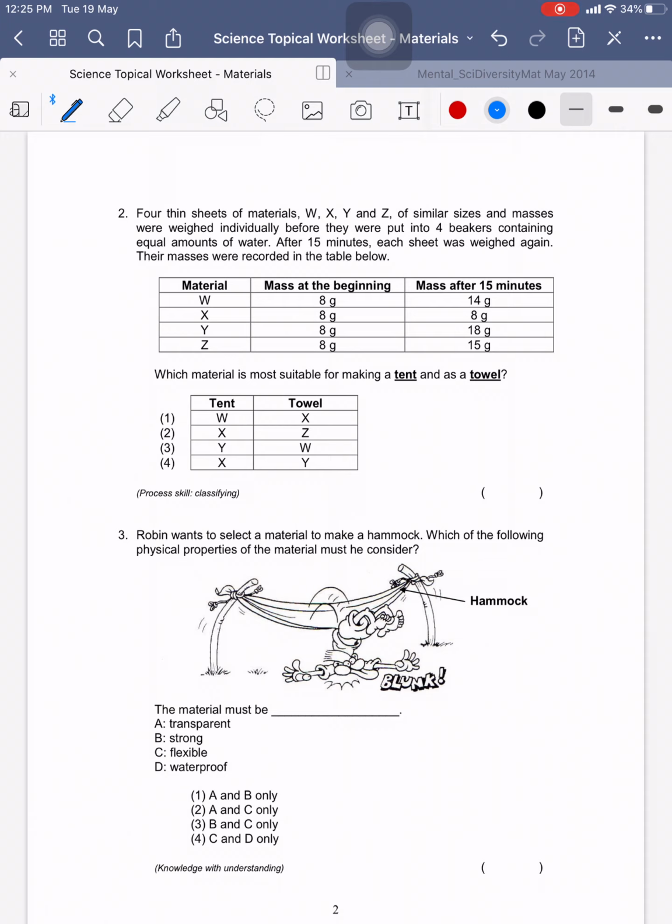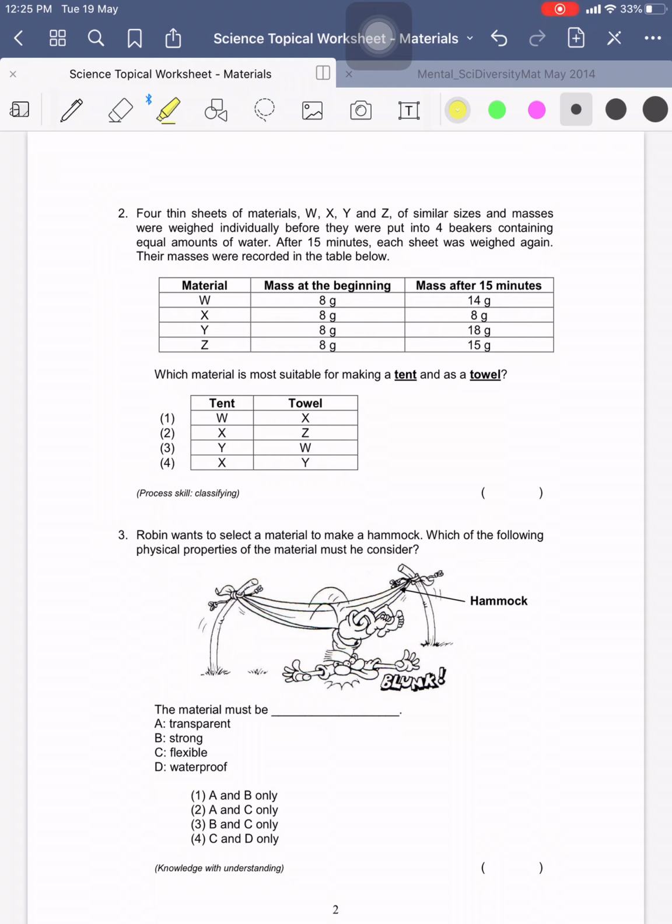Okay, question number 2. 4 thin sheets of materials W, X, Y, and Z of similar sizes and masses were weighed individually before they were put into 4 beakers containing equal amounts of water. After 15 minutes, each sheet was weighed again. Their masses were recorded in the table below.